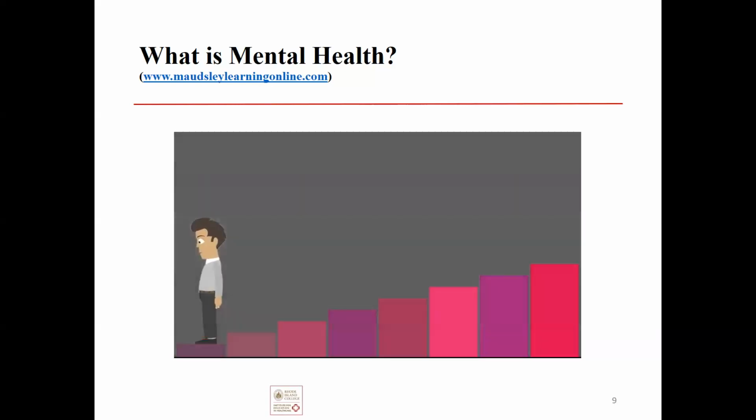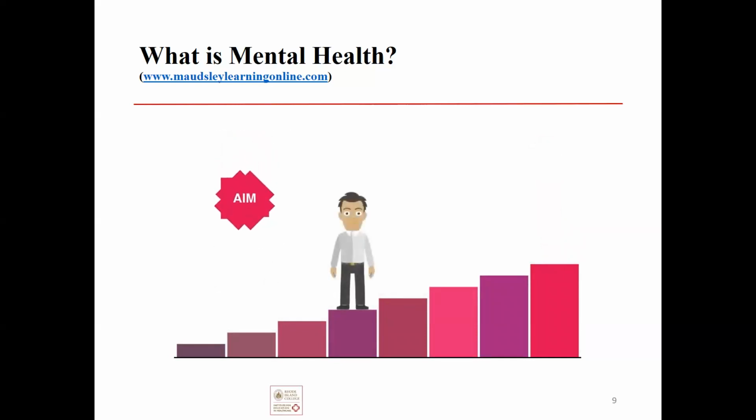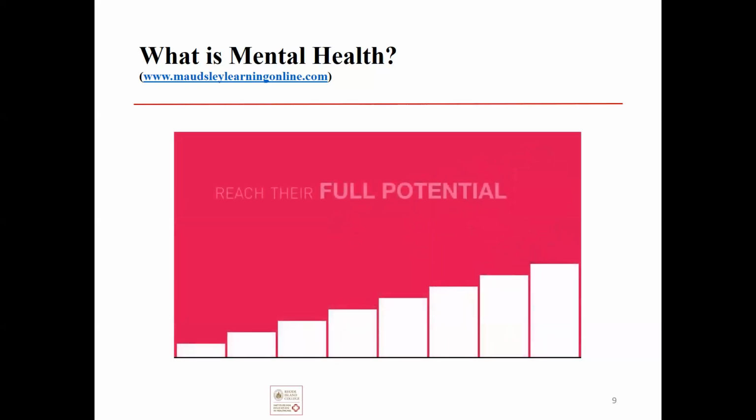At one end of the continuum, we have mental disorders, like depression or anxiety. And at the other end, we have states of positive mental health, when we're thriving, content, and fulfilled. The aim of mental health interventions is to move people up the continuum so that they're able to reach their full potential and live satisfying lives.